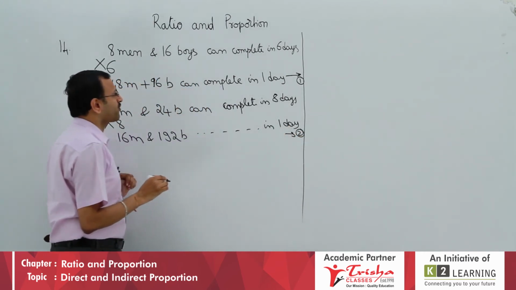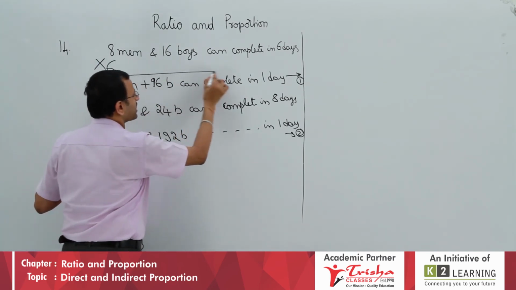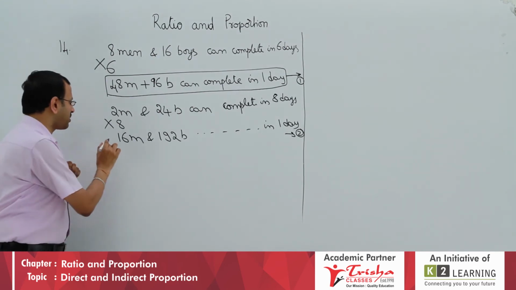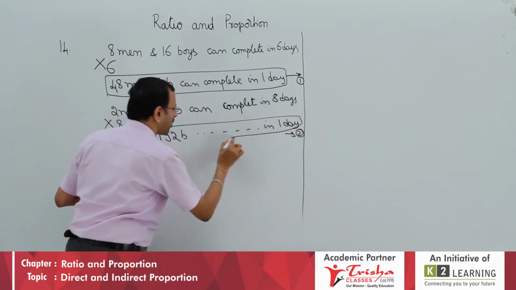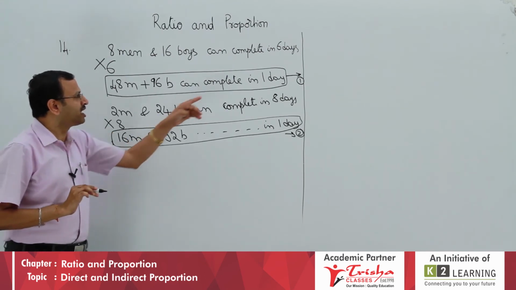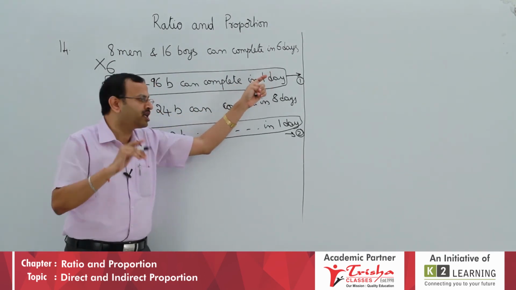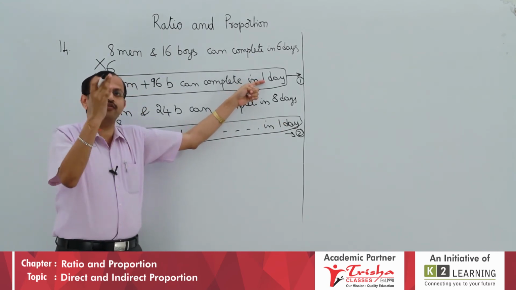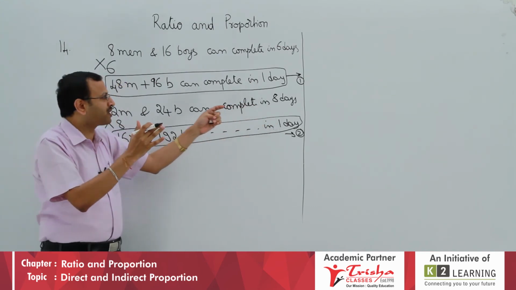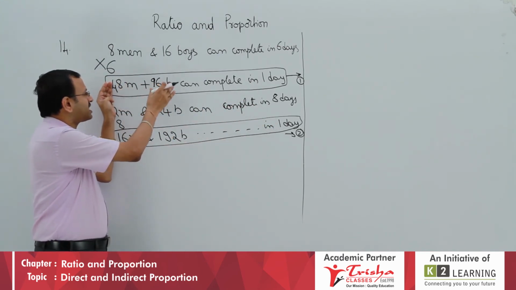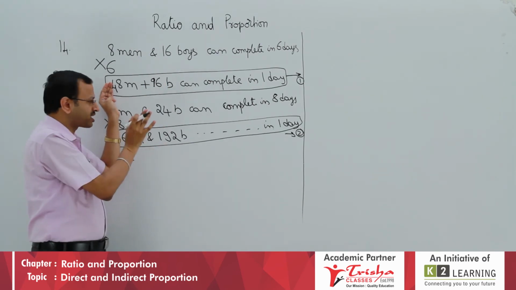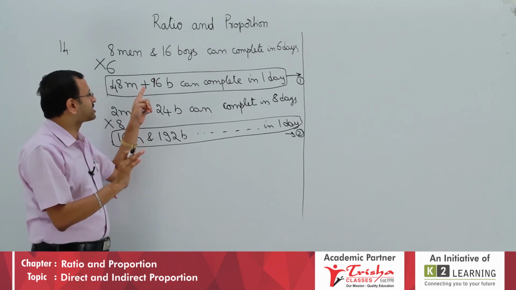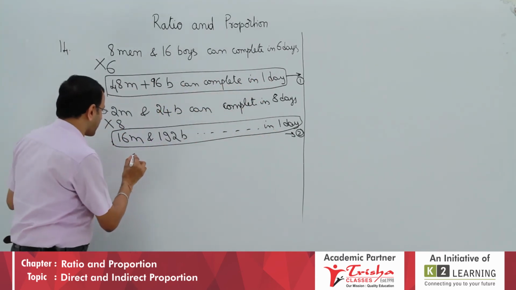Now, if you observe carefully, 48 men and 96 boys can complete in 1 day. In the same way, 16 men and 192 boys can also complete in 1 day. Here also in 1 day the work will get over. It means in 1 day the entire work will get over. So 48 men and 96 boys finish the entire work, and the same 16 men and 192 boys also do.